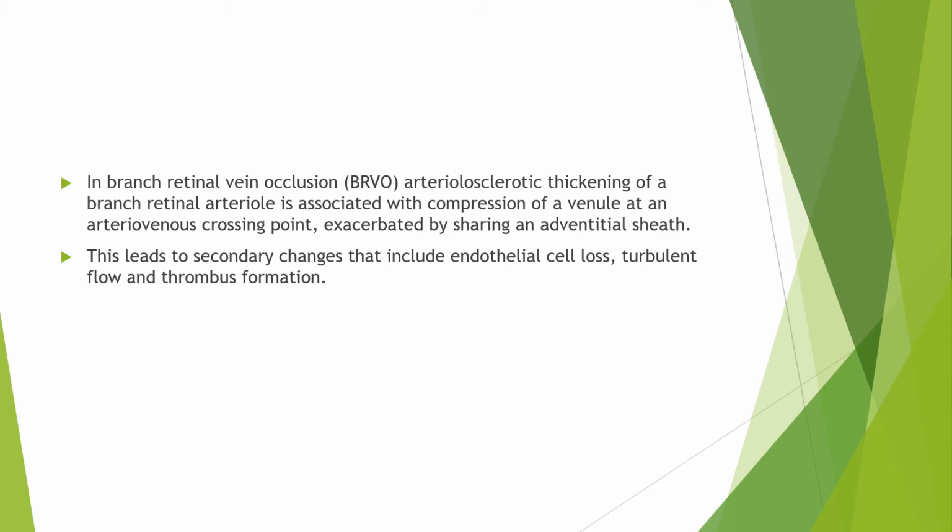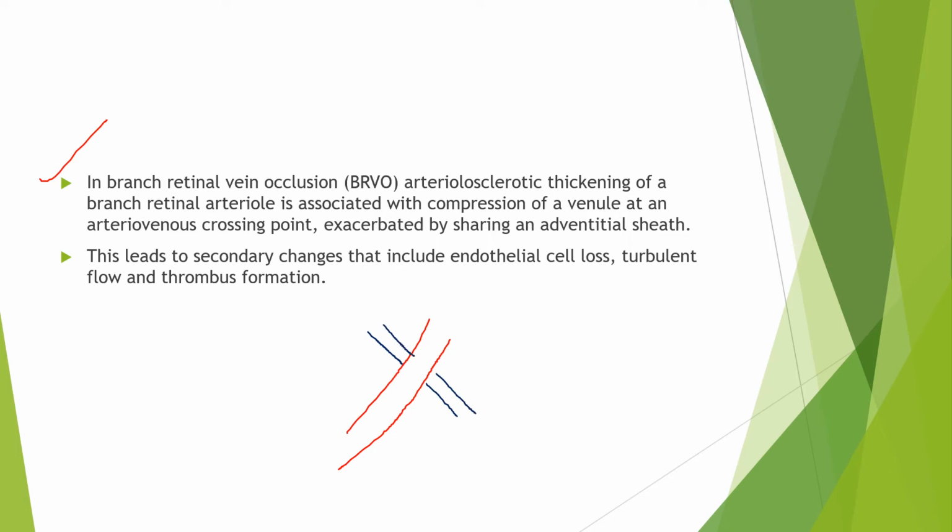So what happens in branch retinal vein occlusion? There is an arteriosclerotic thickening of the branch retinal arteriole, and this is associated with compression of a venule. See, this is the artery, right? Or this is an arteriole. This is the crossing point where the vein is crossing it.